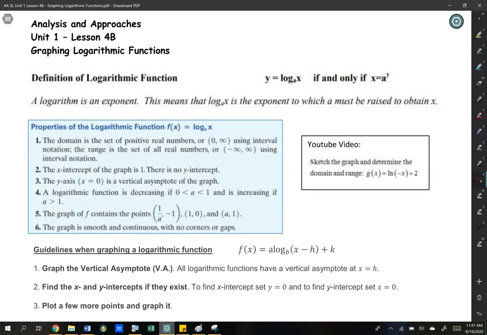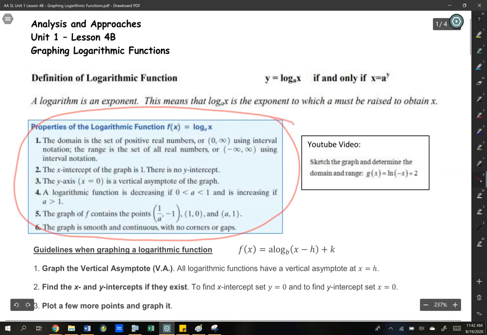Hi everyone, in this lesson we're going to be looking at logarithmic functions and how to graph them. So in this first box, I just have the properties here of a logarithmic function. As a reminder, the domain is the set of numbers greater than 0 to infinity. The range includes all real numbers. The x-intercept of the graph is 1, and there is no y-intercept.